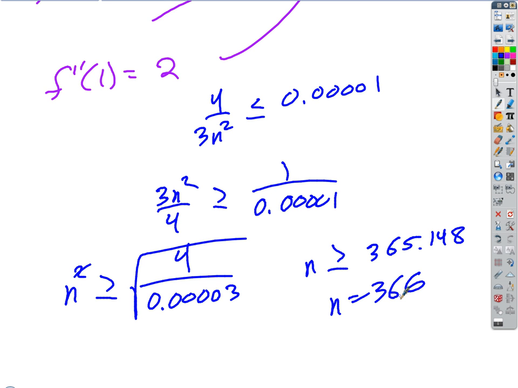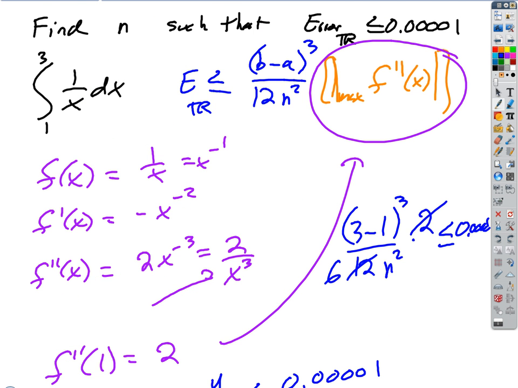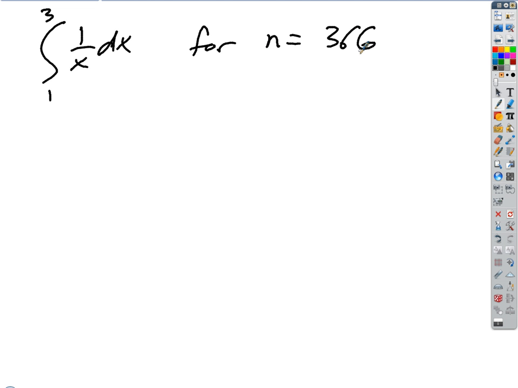So now let's actually find that area. Do we have time? Yeah, we can do it. Let's find that area using the trapezoidal rule. So we got n. We got our original stuff. There's our function, right? So let's go to the next page. So we're trying to approximate. 366. Okay. So now we have to set up the trapezoidal rule stuff, right?